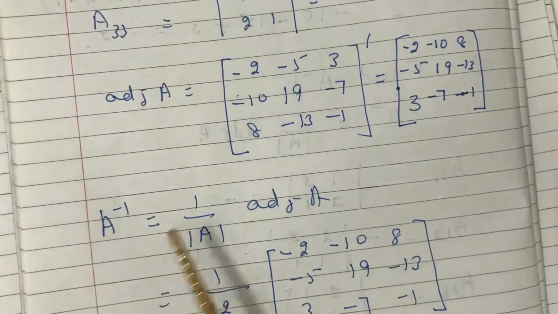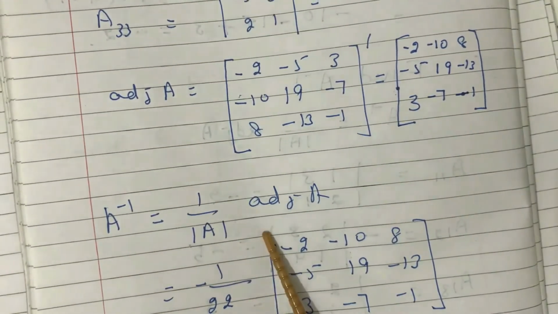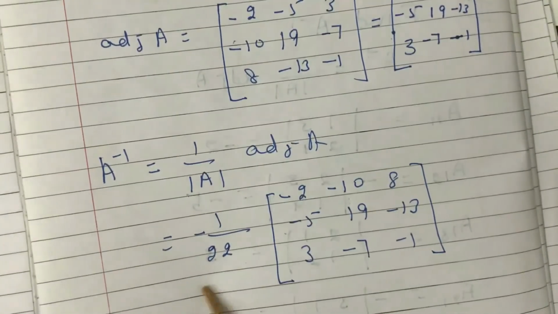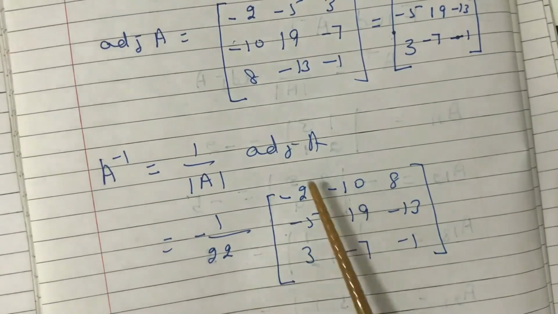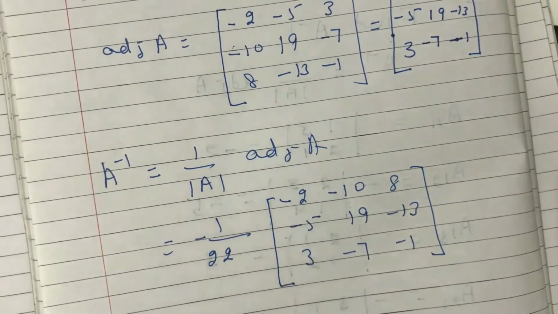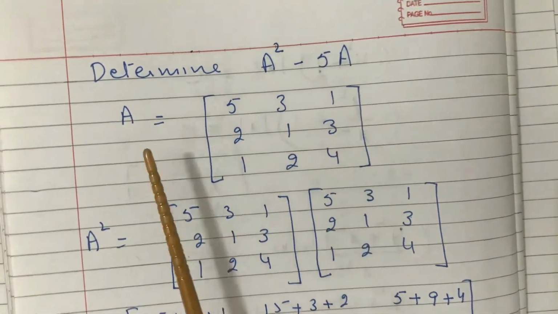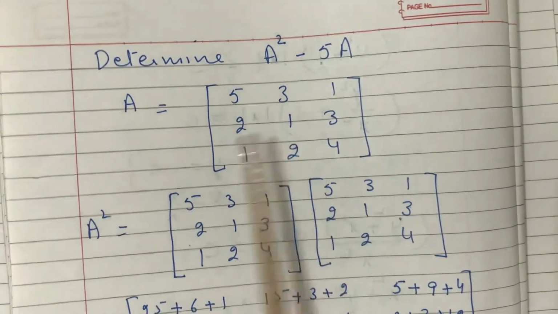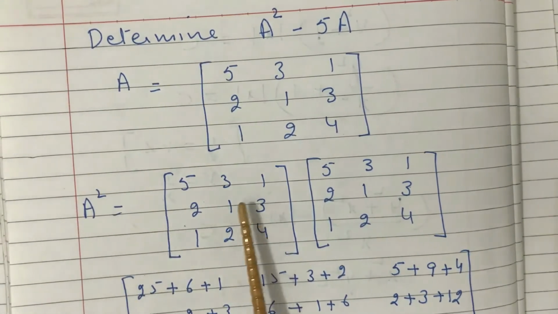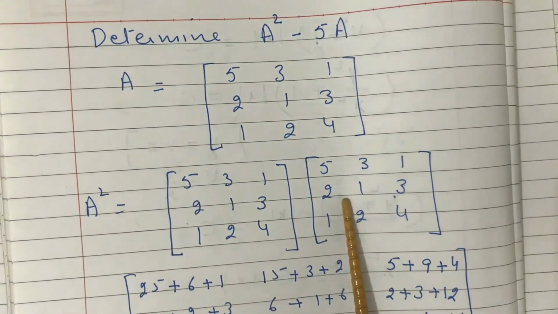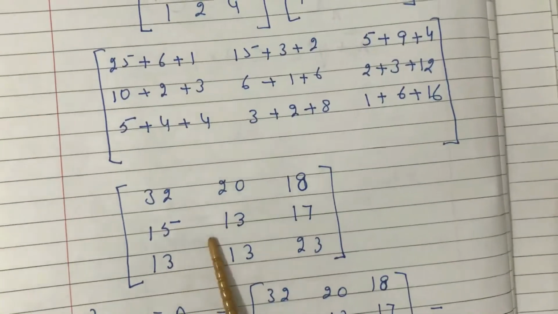Now A inverse is equal to 1 over determinant of A into adjoint of A. That is -1/22 times the matrix you will have here. Now its other part is to determine A square minus 5A. You have A, this matrix. So first find A square. It means you have to multiply this A matrix with this A matrix and you will get this.